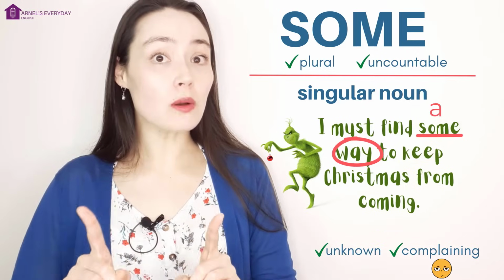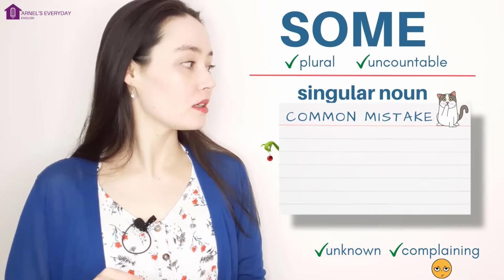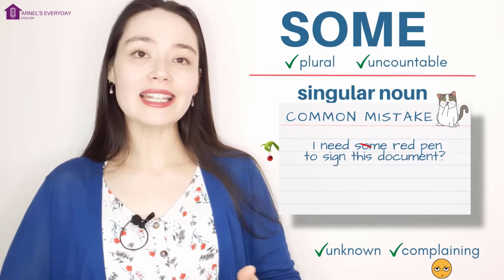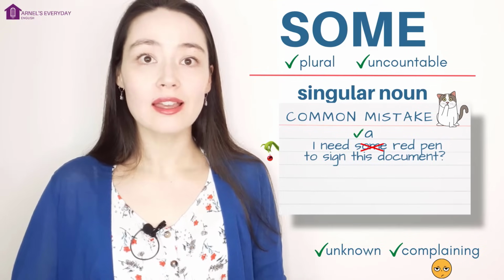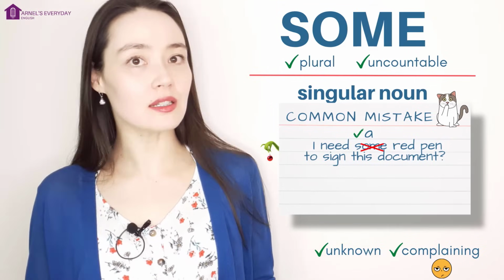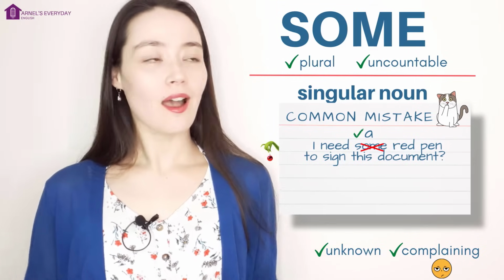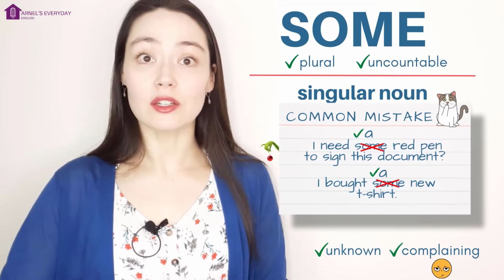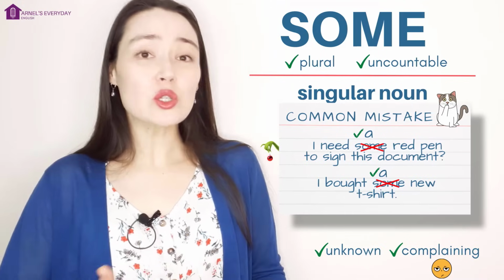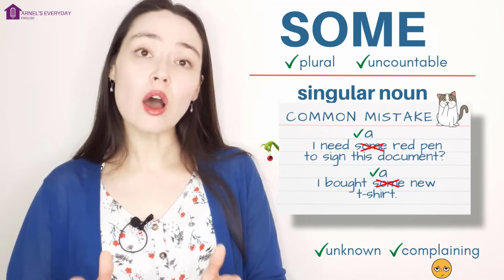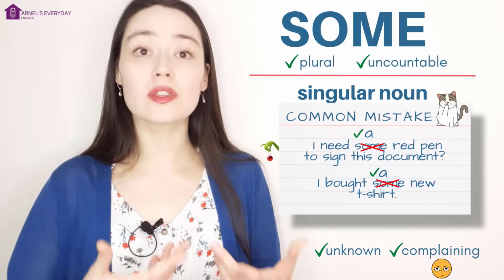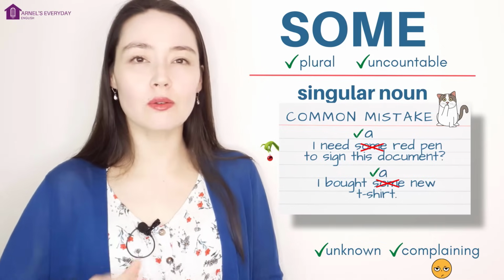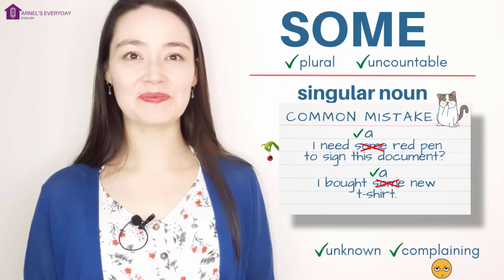Be careful you don't make this common mistake. I need some red pen to sign this document. I need a red pen. This is just a normal sentence. I bought some new t-shirt. I bought a new t-shirt. These are just normal sentences. Do not replace articles with some, unless you really want to use it in this unknown anger way.